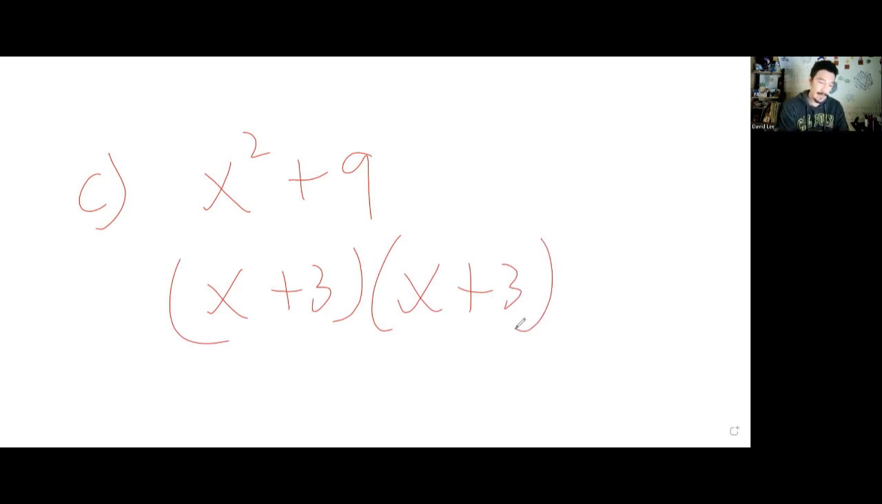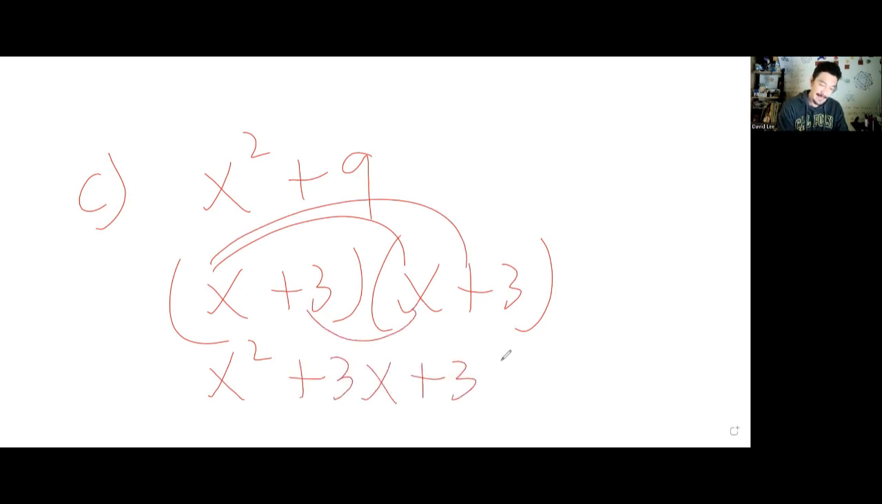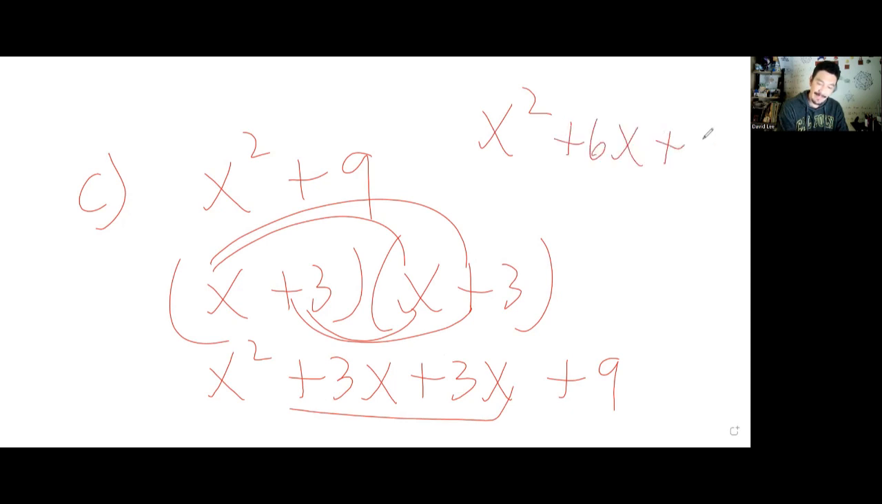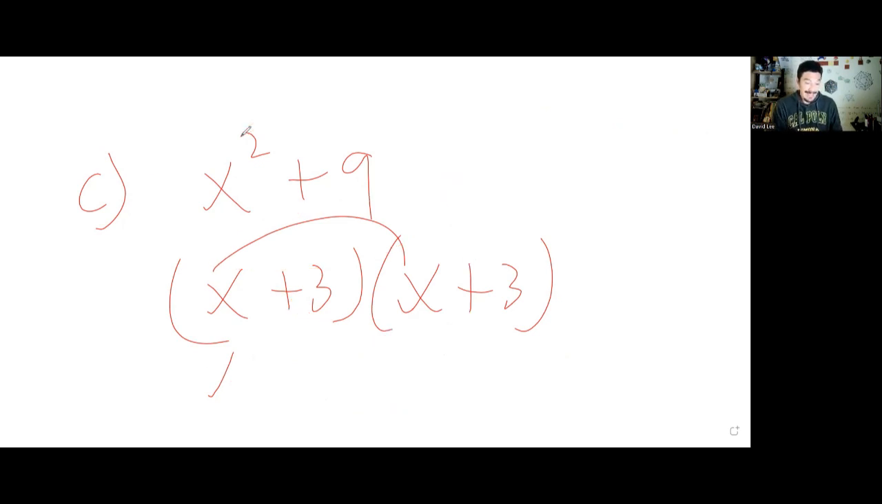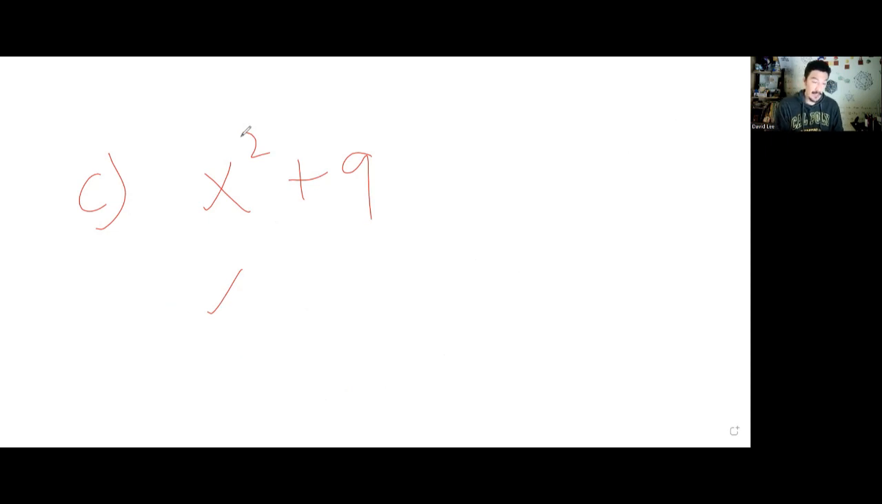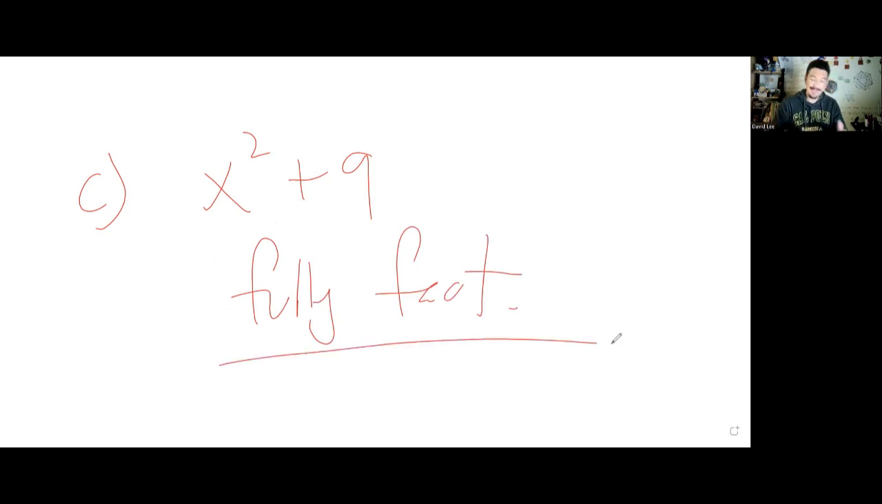Let me prove it to you. x times x is x squared. x times 3 is 3x. The inside, 3 times x is 3x. 3 times 3 is positive 9. If you combine the middle pieces, that'll be x squared plus 6x plus 9. This is not the same as the original. So the original expression cannot be factorized, period. So you would just say something like fully factored. In other words, there's nothing else you can do.